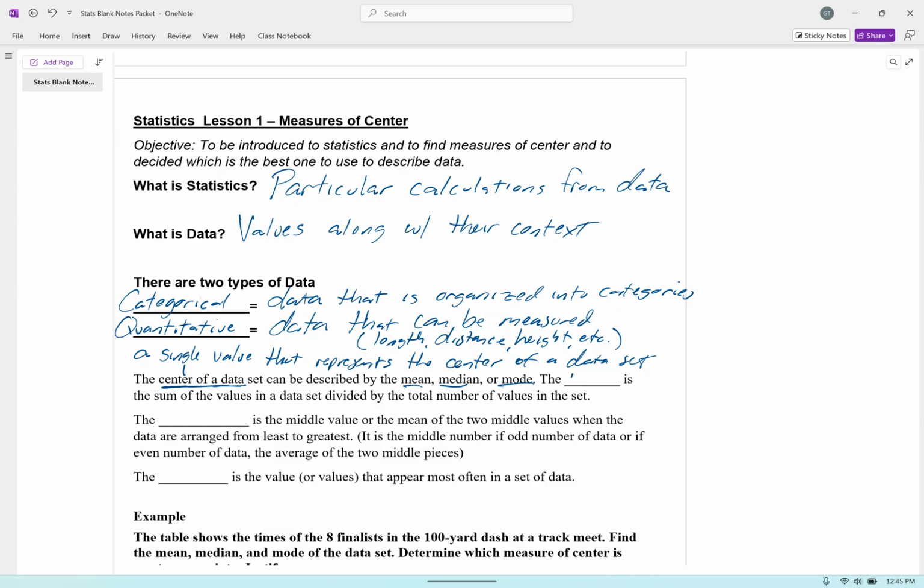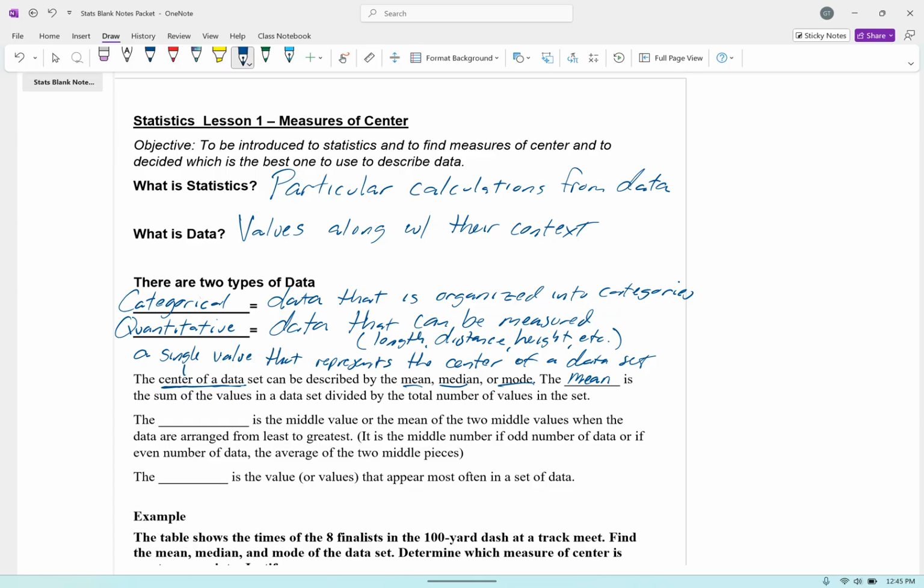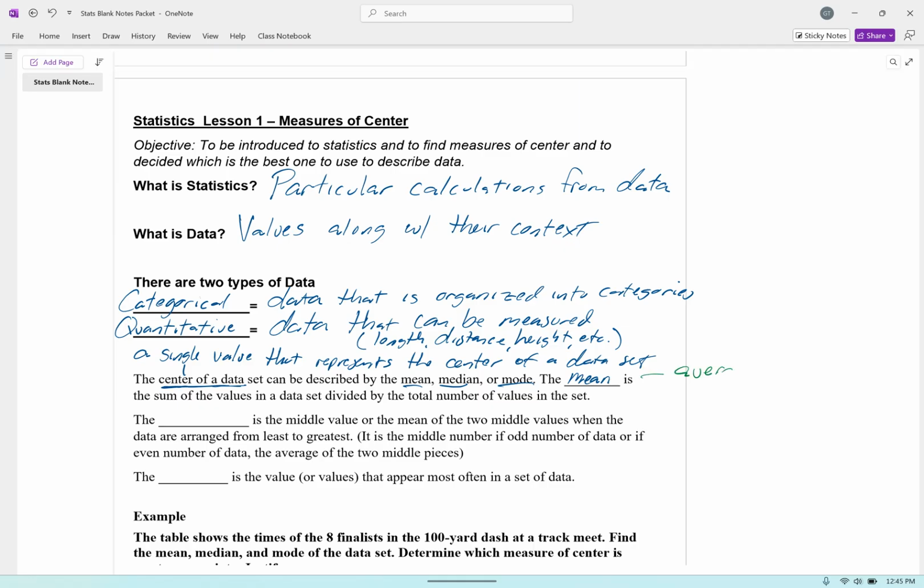Okay, and so the mean is the sum of the values in a data set divided by the total number of values. A simpler way to remember that is just mean is the average. So when you hear these words, I want another word to pop in your head. So when you hear mean, we're thinking average.